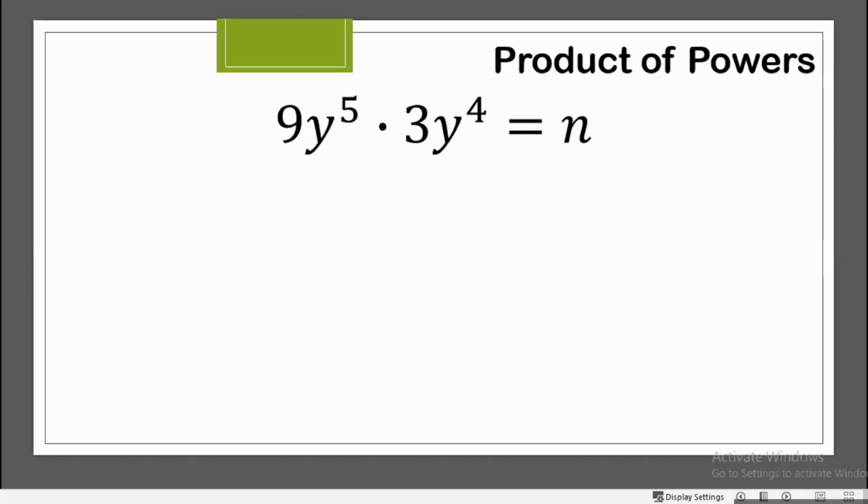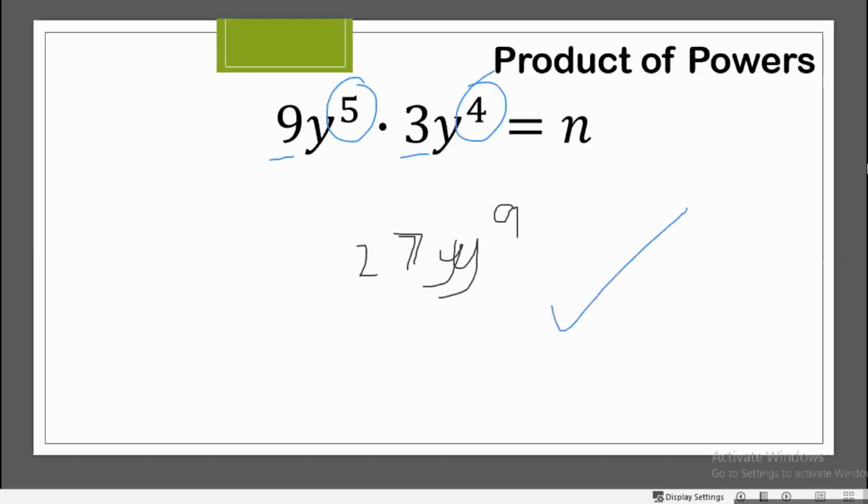Try this one. What's the answer? So you need to multiply the numbers first. Okay, mga digits. And then you need to add the exponent kasi pareho naman sila ng variable. Okay? So that is good.